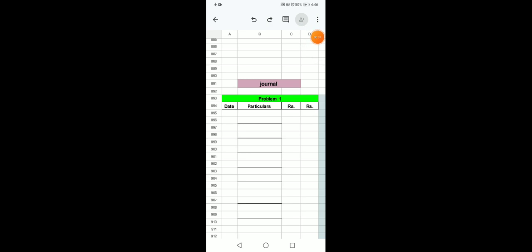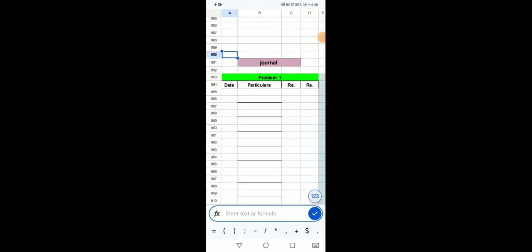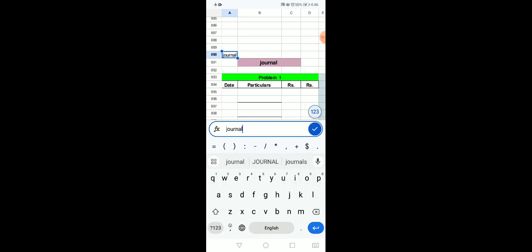And how can we do that? This would include 3 steps. Here is our workbook. Primarily we will turn this data into a journal as a first step. Then this journal would be turned into different ledgers, and finally we will convert these ledgers into a trial balance. This is basically our target for the solution of this problem number 1.